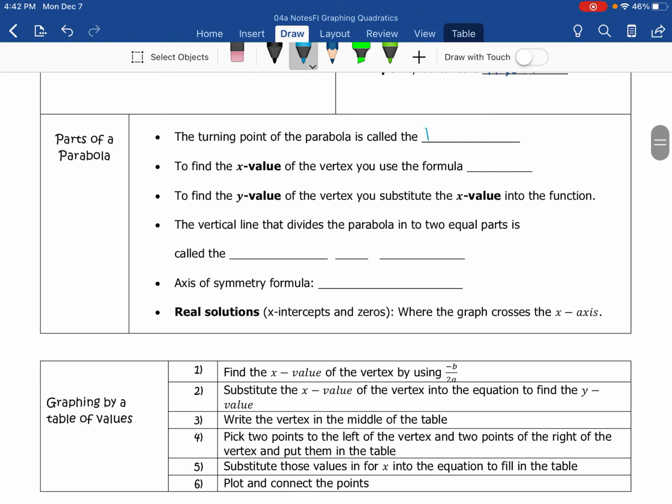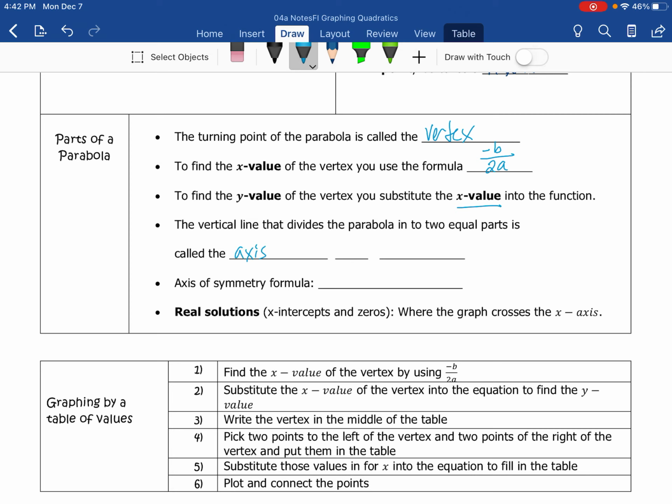So the turning point of the parabola is called the vertex. To find the x value of the vertex, I'll explain this formula thoroughly, but it is negative b over 2a. Okay, and those are the parts of standard form. To find the y value of the vertex, you substitute the x value into the function. Okay, so all you do is a little bit of substitution.